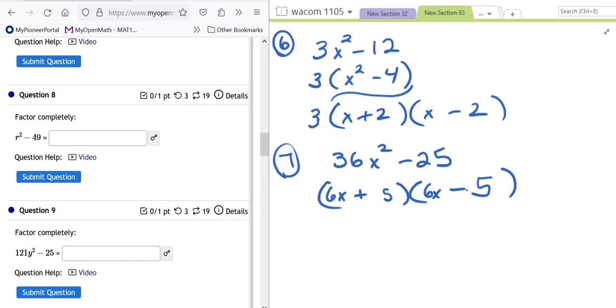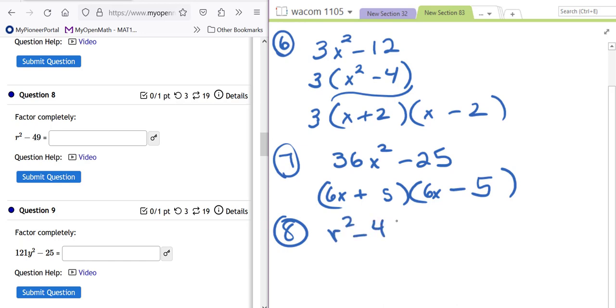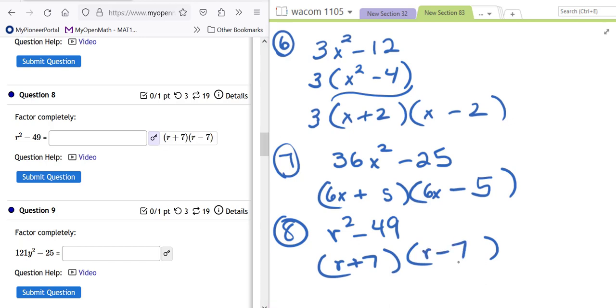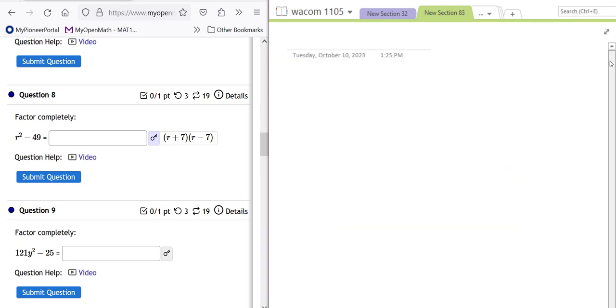8, this one you could do in your head so fast. It's going to be r plus 7, r minus 7. It would be that fast. We'll even fit it right on here. You should never miss one of these. Okay. All right. Let's see what else we have.